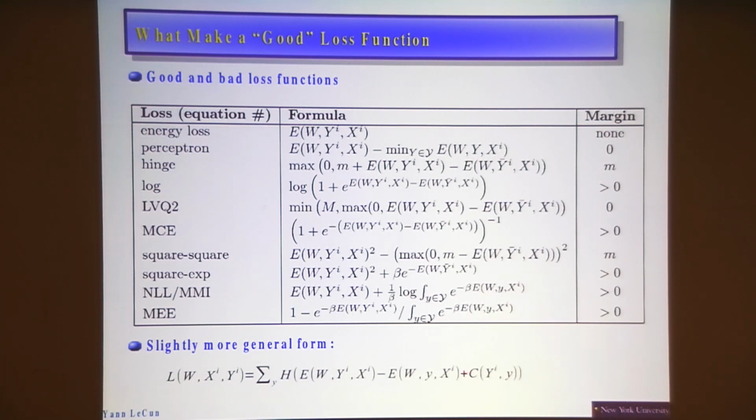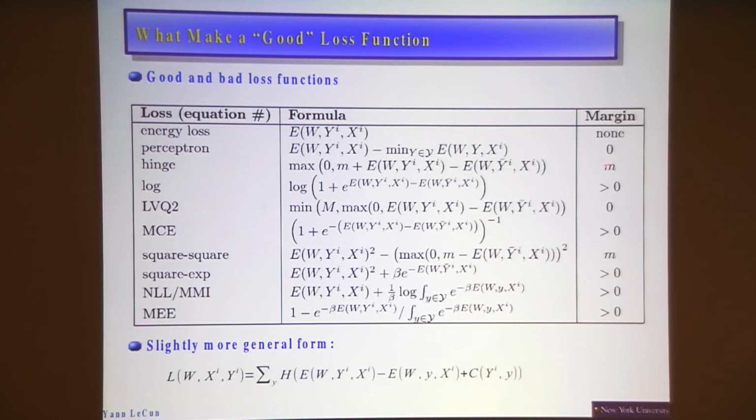But in fact, it's not the most general form, but a general form would be something like this. The loss would be the sum over all answers of some increasing function of the difference between the energy of the correct answer and the energy of all the answers. And then you add a cost that takes the pair of the correct answer and whatever answer you plug here. You compute the sum of this over y. There's a lot of those loss functions that you can reduce to this, essentially, maybe with an appropriate redefinition of E.